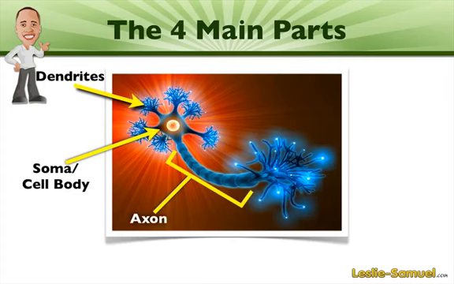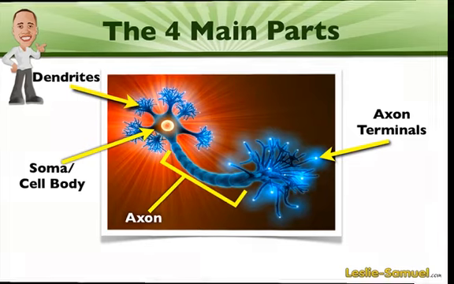Then we have the axon, which is where the signal actually originates so that it can be sent all the way down to the axon terminals. And the axon terminals are the points where it connects with other neurons and sends signals to those other neurons by releasing neurotransmitter. And we're going to get into that in a later tutorial.